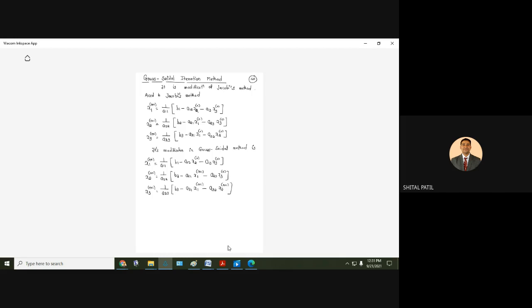Homework. Condition of convergence of Gauss-Seidel method. You have to find this. Please do that yourself. Okay?